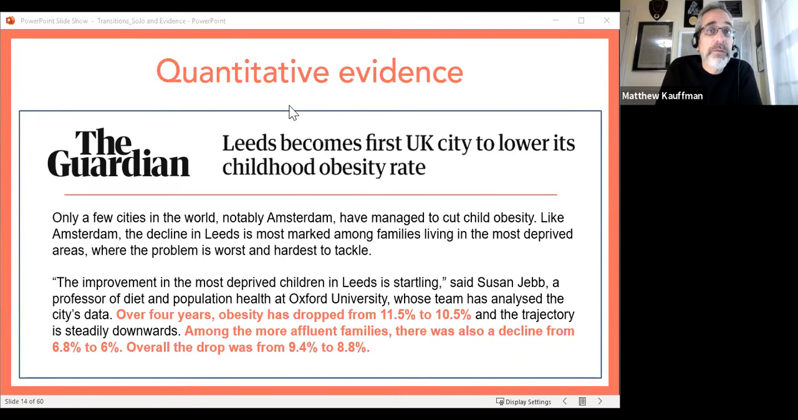Is that proof that this program worked? Not necessarily. There could be other factors at play, and hopefully the story went on to discuss the factors that might also have contributed to this. But a very simple, classic example of quantitative evidence in a story.